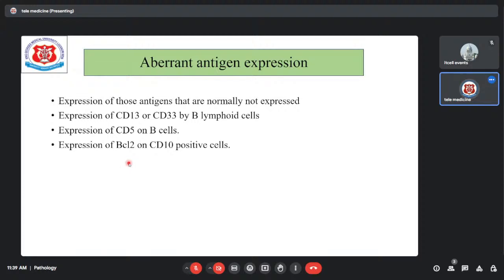What is the normal pattern of expression of markers? Your germinal center is positive for CD10. CD3 usually comes in the interfollicular area, but in the germinal center some cells will be CD3 positive, which are T follicular helper cells. So the germinal center will have some CD3 expression. Okay.